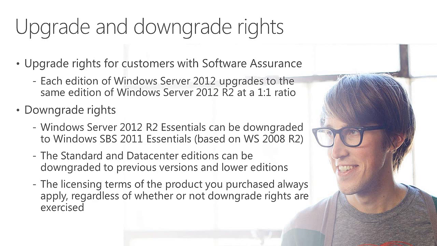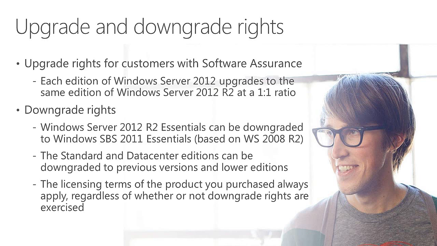If you have that application need, you can exercise your downgrade rights to go back to these previous versions. Now the Standard and Datacenter editions can be downgraded to previous versions, and they can also be downgraded to lower editions. So you can downgrade Datacenter down to Standard edition, and then you can also downgrade both Datacenter and Standard to the Essentials edition. So if you downgrade to the Essentials edition, what does that mean in terms of your licensing terms?